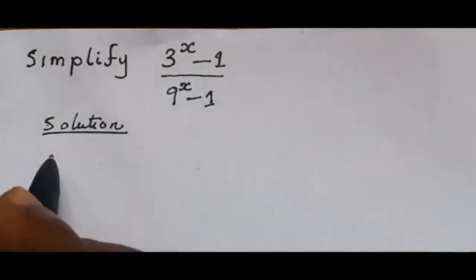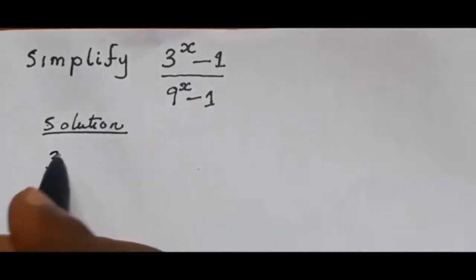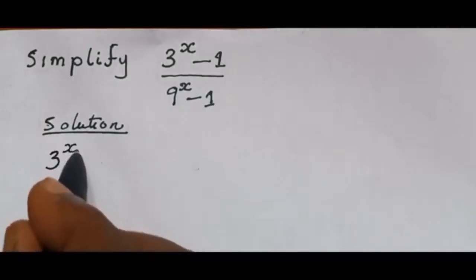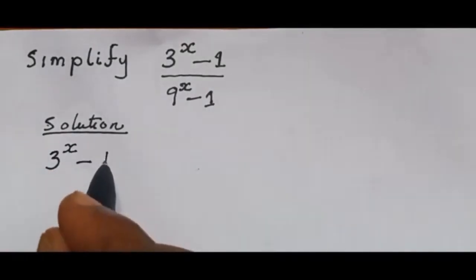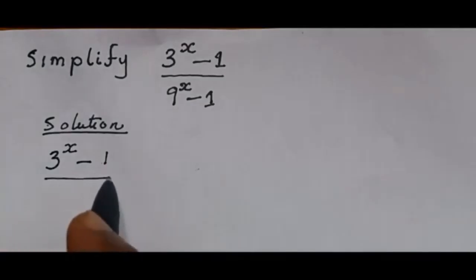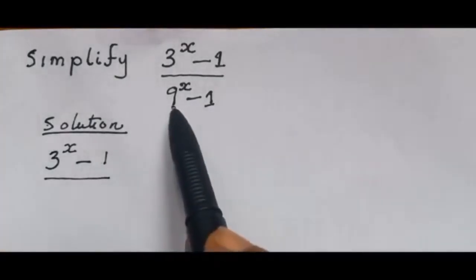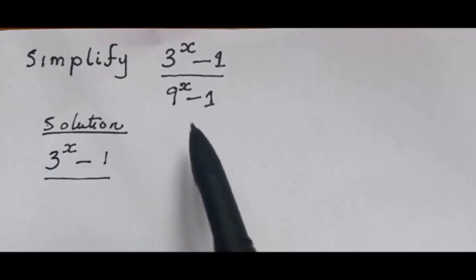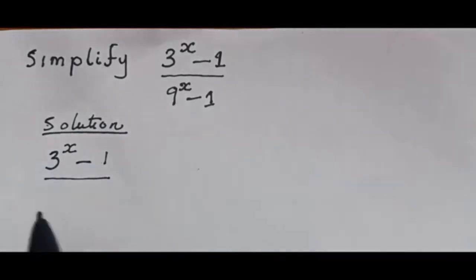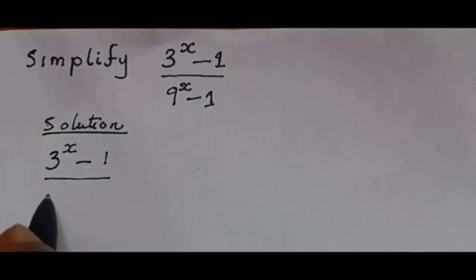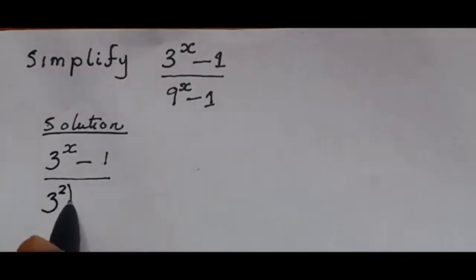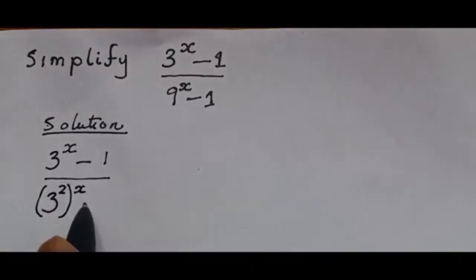Okay? We have 3 raised to power x minus 1 over, here we have 9. 9 is 3 raised to power 2. So instead of writing 9 here, let's write 3 raised to power 2 in the bracket raised to power x minus 1.